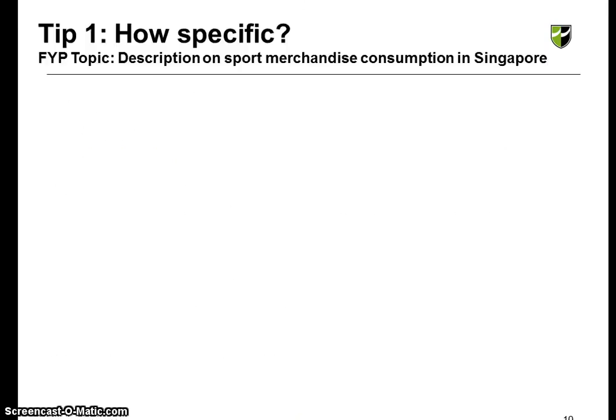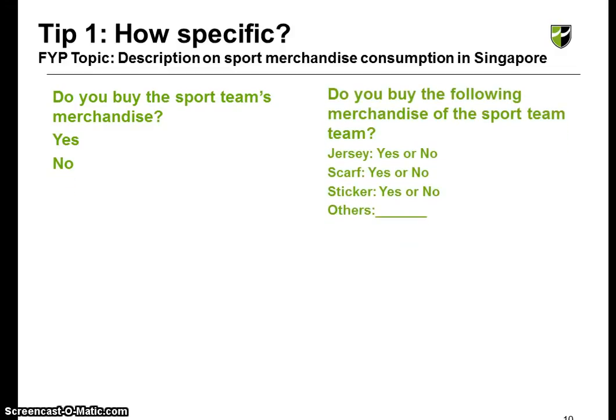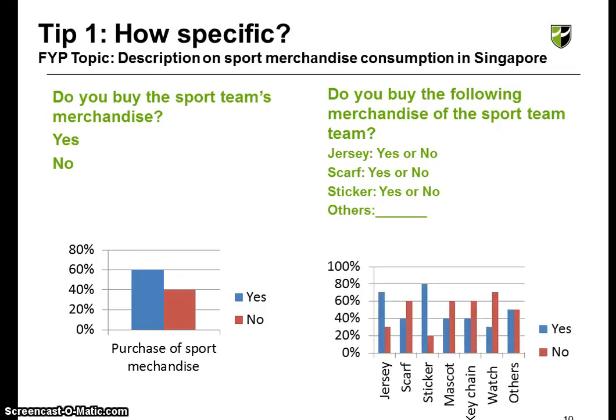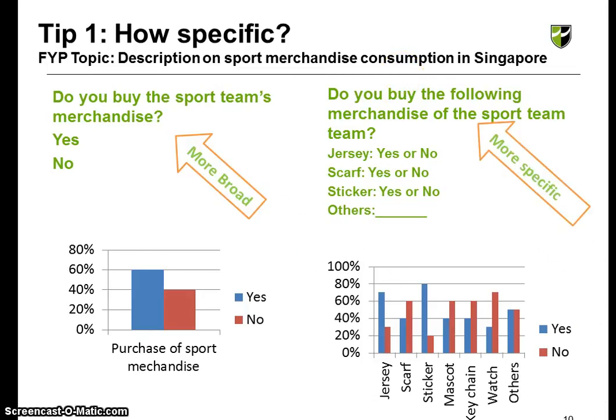Here are some tips. Now the first one is, how specific do you want your questions to be? If you set it in a very broad way, do you buy the sports team's merchandise? Yes or no? As compared to, do you buy the following items? The results eventually will look perhaps like this. Which one is more specific? Well, clearly it's the one on the right.